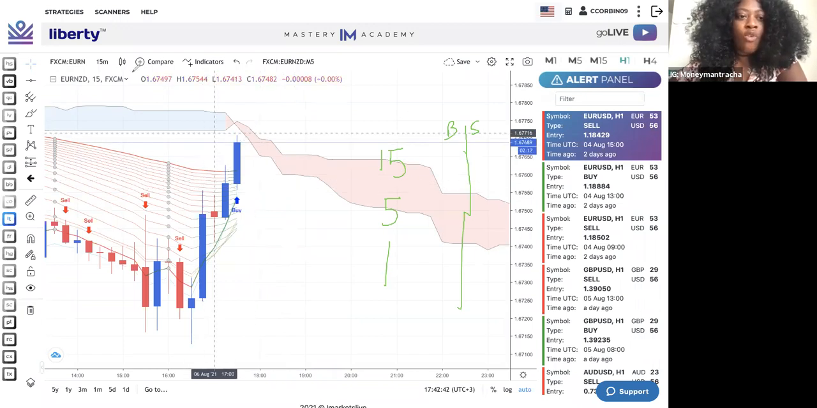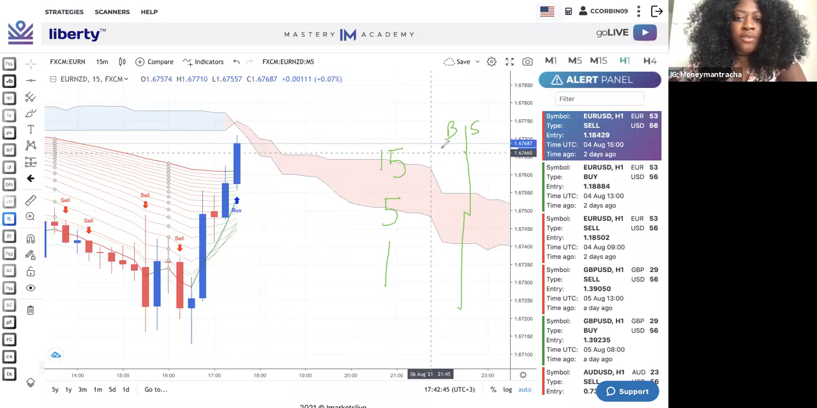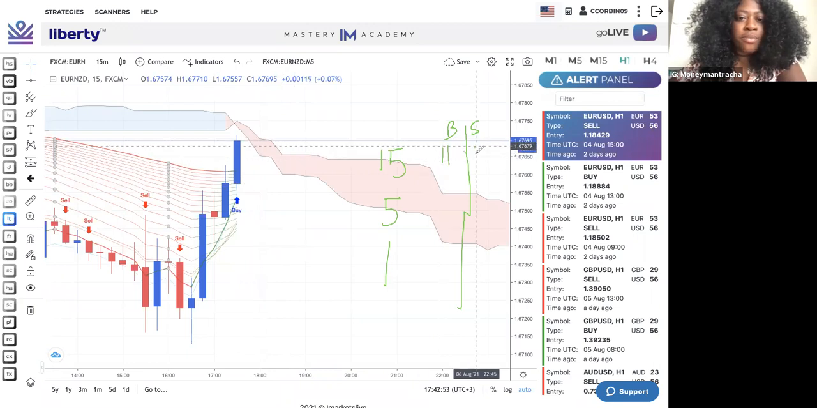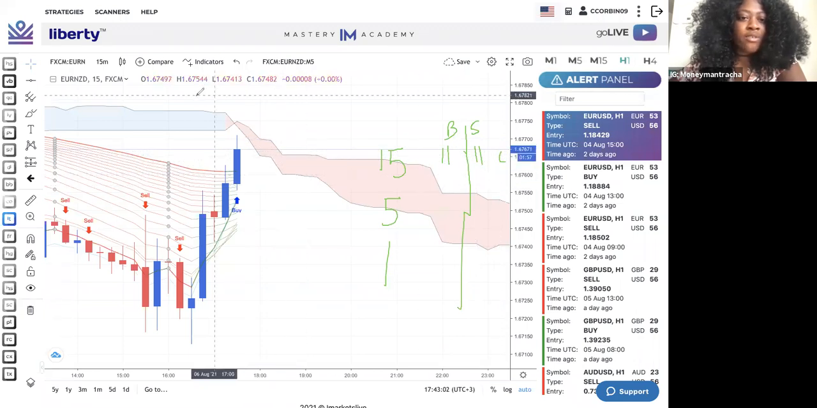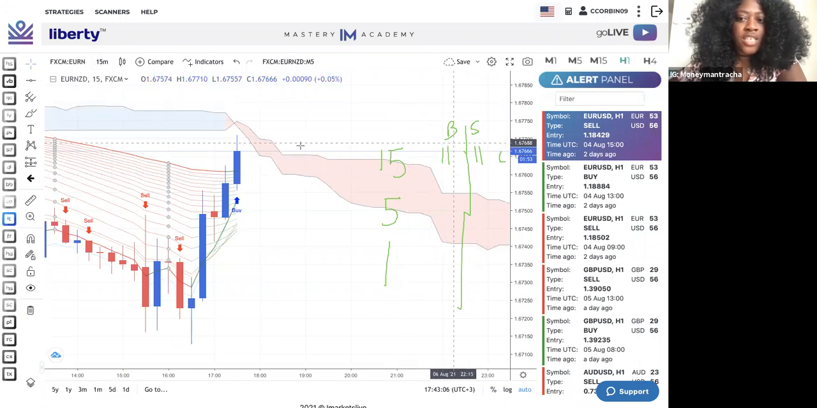So let's go. On the 15 minute, what color is the current candle? It's blue. Is the candle above or below the web strings? It's above. Is it above or below the clouds? It's below. Is the cloud red or blue? It's red, right? So in the 15 minute, we can see that the market is consolidating, right? It's not really buying or selling. It's consolidating because it's even, right?